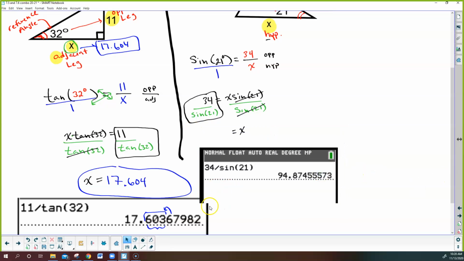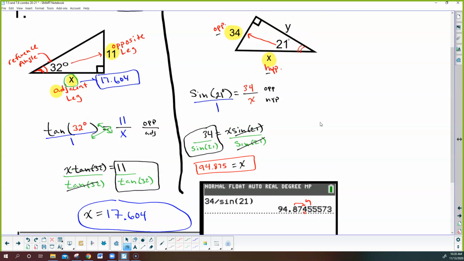And then again, we want to always round to 3 decimals. So just make sure your rounding is right where it needs to be. So take the third decimal here, the 4. Because there's a 5 there, it's going to round up. So I get 94.875. Okay, I like to go back and add that to my answer.